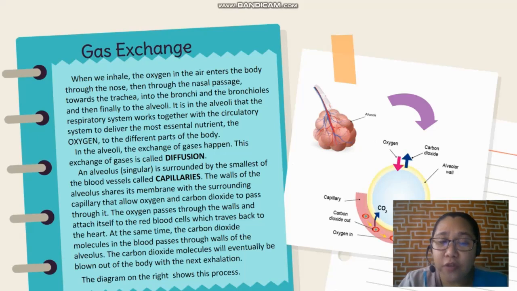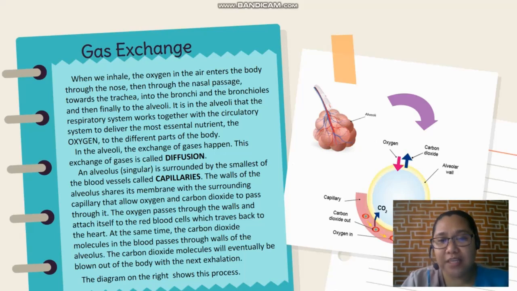The walls of the alveolus share a membrane with the surrounding capillary that allows oxygen and carbon dioxide to pass through it. The oxygen passes through the walls and attaches itself to the red blood cells, which travel back to the heart. At the same time, the carbon dioxide molecules in the blood pass through the walls of the alveolus. The carbon dioxide molecules will eventually be blown out of the body with the next exhalation, or when we exhale.